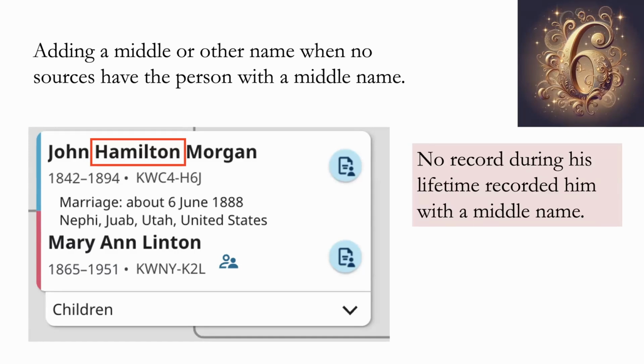And it got copied and copied and copied. And pretty soon everybody knew that he had a middle name. The interesting thing about this is the Morgan name.